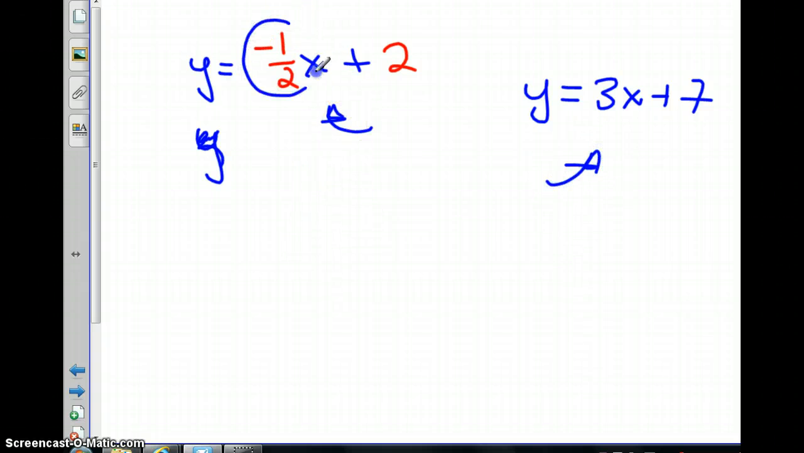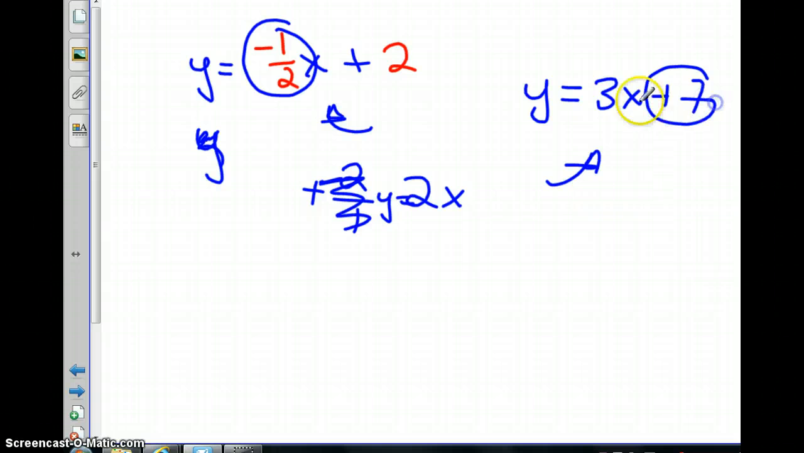Well, if it's perpendicular to this, it's going to be not negative 1 over 2, but you're going to flip that to make it 2 over 1, and then you're going to change the sign from negative to positive. And then you're going to clean that up and just call it 2. So my new line is going to be y is equal to 2x, and since I said that it has the same intercept as this line here, my intercept is 7, and there's my answer.